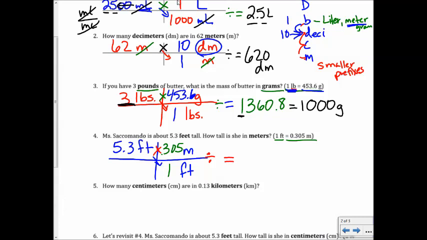My calculator answer happens to be 1.6165. How many digits do I get to keep, though? How many are in this beginning measurement? Only 2. So I keep the 1. Do I round the 6 up or leave it a 6? Leave it a 6. My final answer, sig fig answer, is 1.6 meters. Don't forget your unit, because the feet cancel, like so. So meters is what's left.